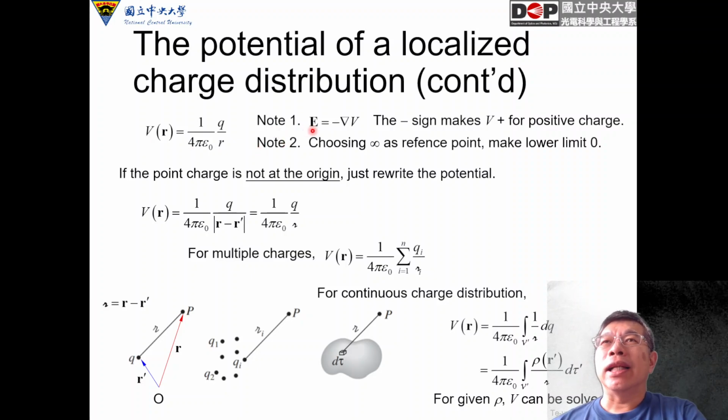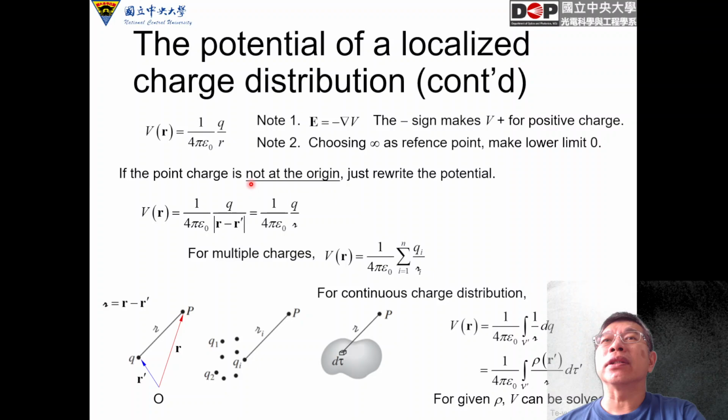Note 1. The electric field equals the negative gradient of the potential. The negative sign makes the potential positive for a positive charge. That's the idea. Note 2. Choosing infinity as the reference point makes the lower limit 0. Okay, so no big deal.